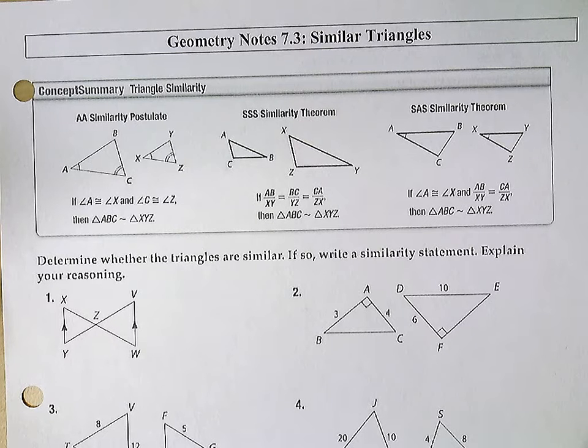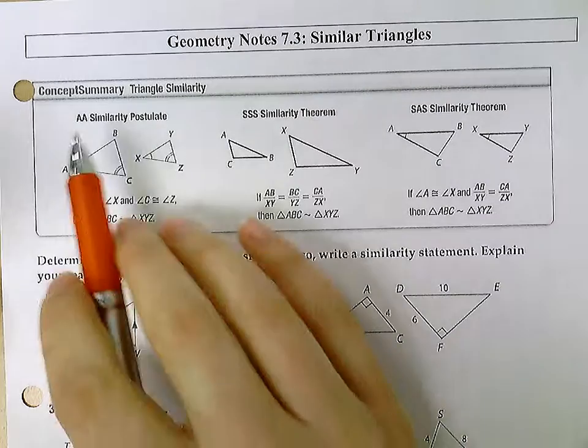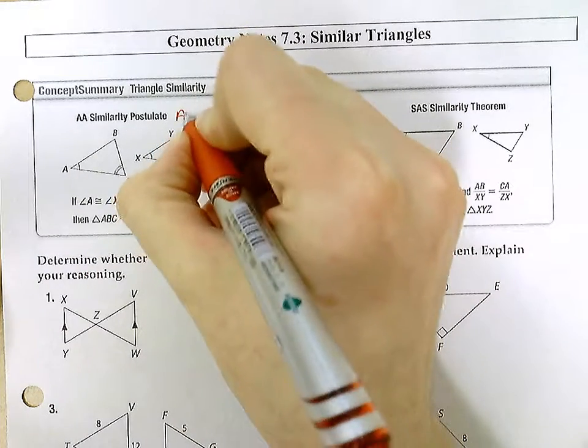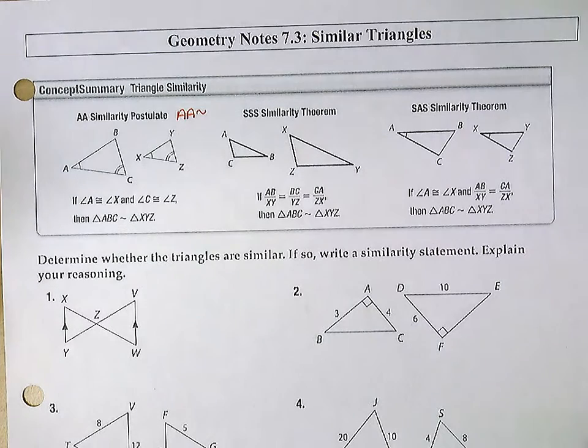All right, so we are going over similar triangles today. I'm going to get out these highlighters here. All right, so in order to prove you have similar triangles, you have 3 different theorems or postulates to do so. So the first one is angle-angle similarity.